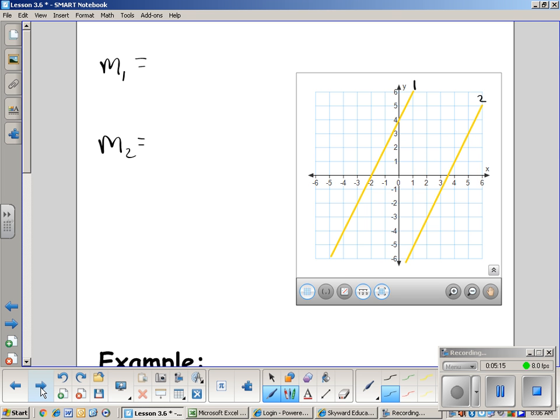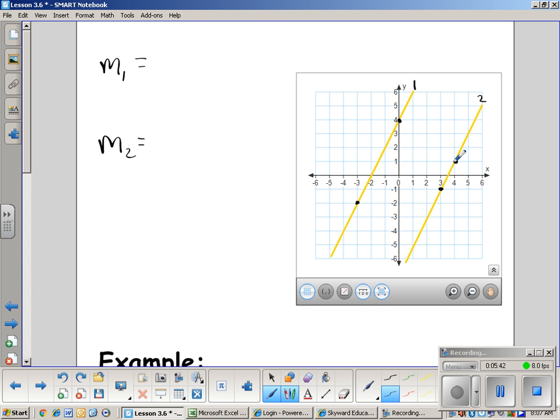Some other lines, if they're not vertical or horizontal, sometimes they call them oblique. Okay? It just means they have an angle to them that's not vertical or horizontal. So I'm going to pick a couple points like this one and this one. And over here I'm going to pick this one and this one.